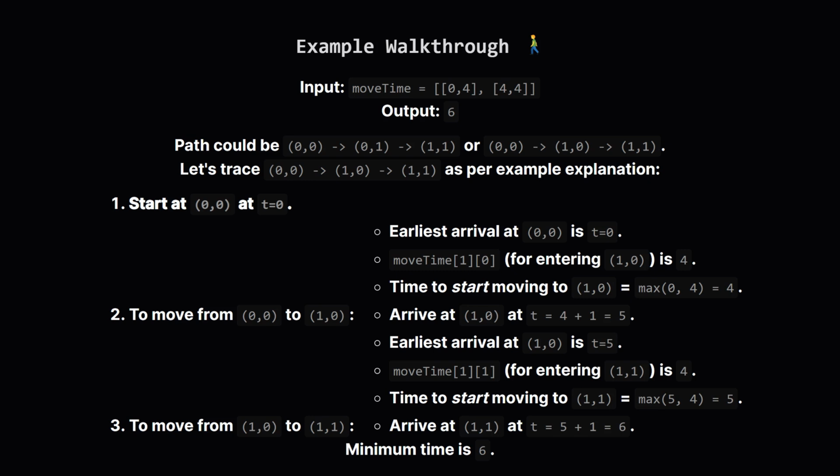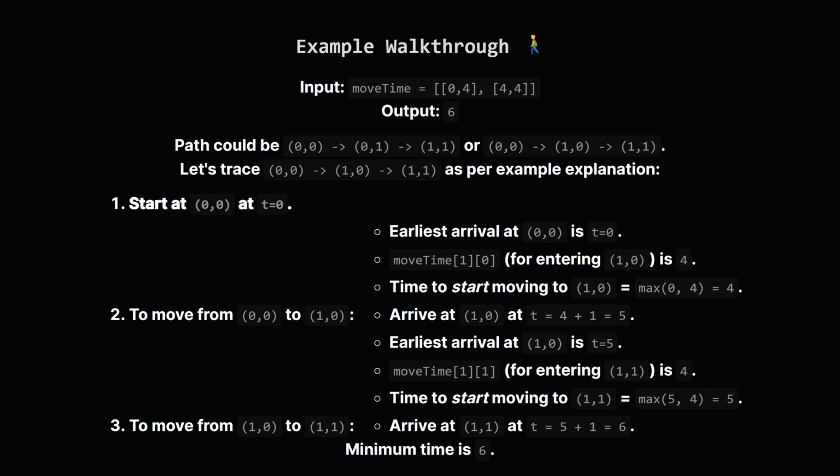Let's walk through the first example. Imagine moveTime is [[0, 4], [4, 4]]. We want to get from (0, 0) to (1, 1). We start at (0, 0) at time 0. Let's say we try to go from (0, 0) to (1, 0). The move time to enter room (1, 0) is 4. We arrived at (0, 0) at time 0. So the earliest we can start moving towards (1, 0) is the maximum of our arrival time at (0, 0), which is 0, and the move time for (1, 0), which is 4. So max(0, 4) is 4.